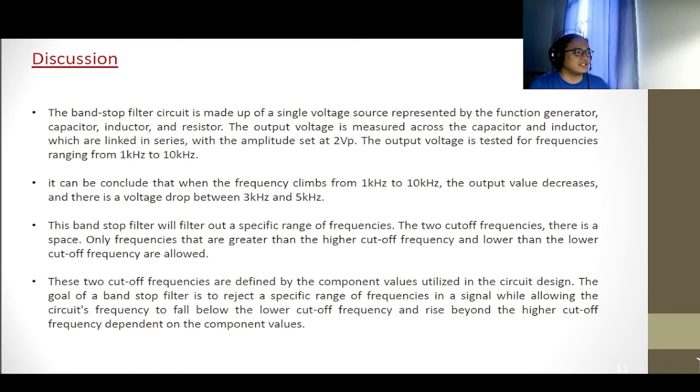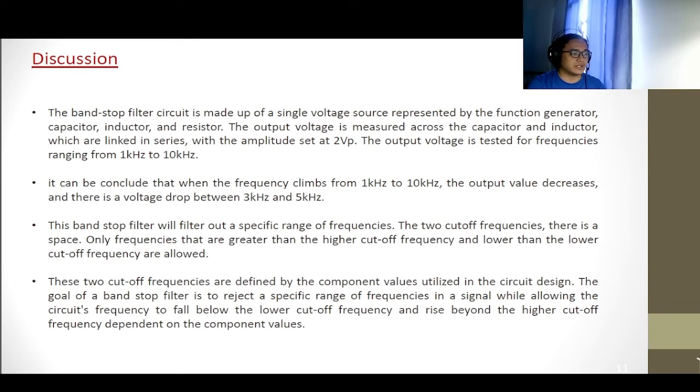For the discussion, the band stop filter circuit is made up of a single voltage source represented by the function generator, capacitor, inductor and resistor. The output voltage is measured across the capacitor and inductor, which are linked in series, with the amplitude set at 2 Vp. The output voltage is stated for frequencies ranging from 1 kHz to 10 kHz. It can be concluded that when the frequency climbs from 1 kHz to 10 kHz, the output value decreases and there is a voltage drop between 3 kHz and 5 kHz.